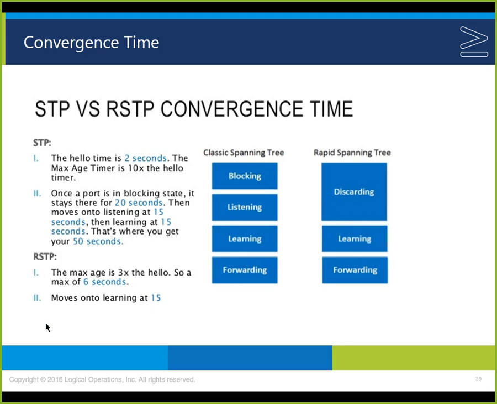In rapid, the maximum age time is 3 times the hello. So the maximum is 6 seconds, and in the Spanning Tree up here, 2 seconds, 10 times the hello is the maximum age, and that's where we get the 20 seconds. So we get 16 seconds, and then it moves into the learning state, which is going to be 15 seconds. So instead of 50 seconds, we're talking about 21 seconds for the rapid convergence to take place.